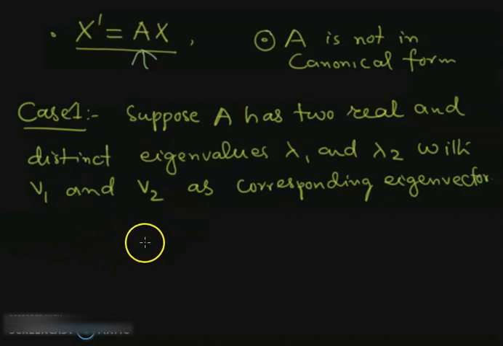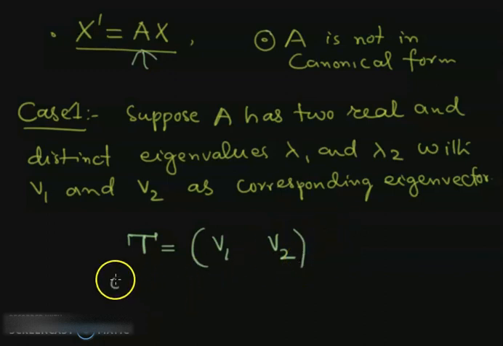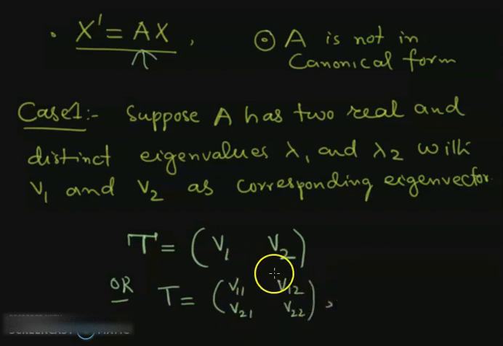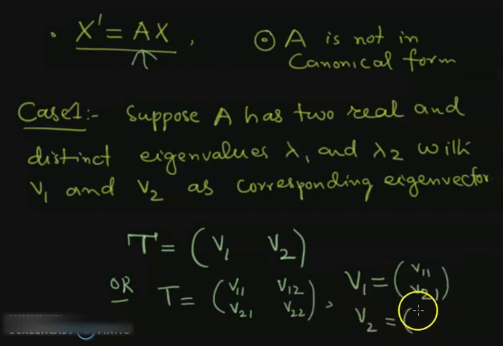For this I will first define a matrix T, which has columns v1 and v2. You can write T equal to v11, v12, v21 and v22. In this way capital V1 becomes v11, v21, and capital V2 becomes v12 and v22. Now I can apply this transformation onto the standard basis.